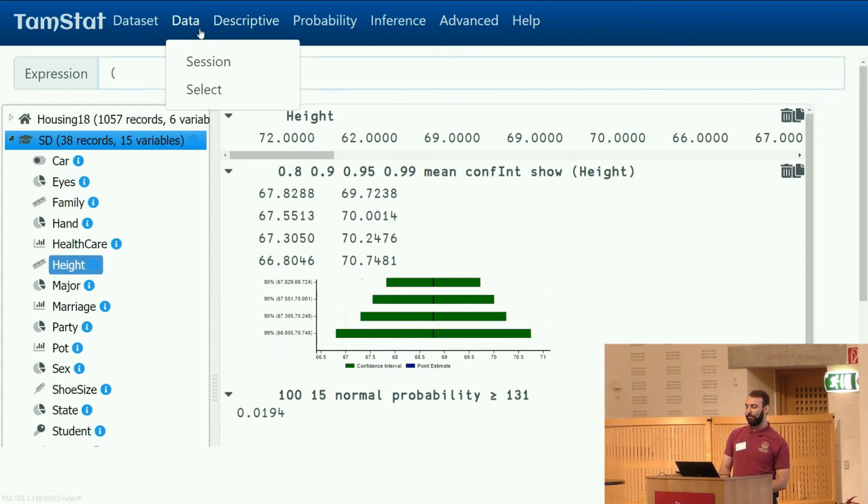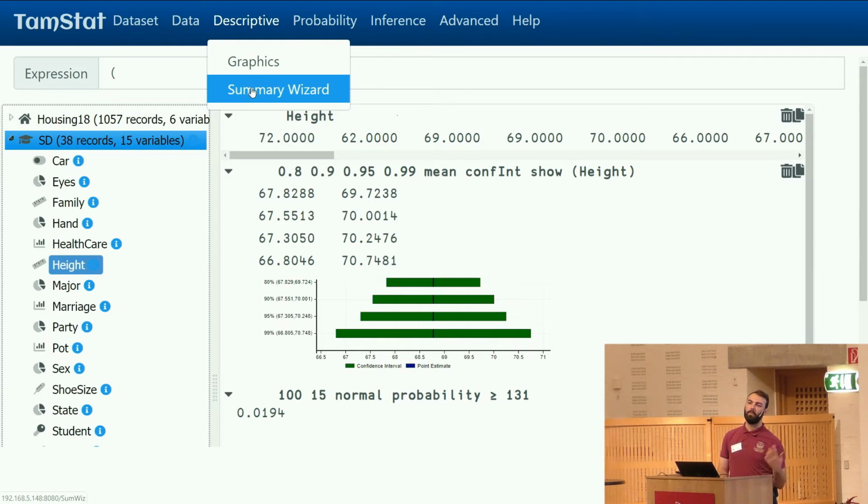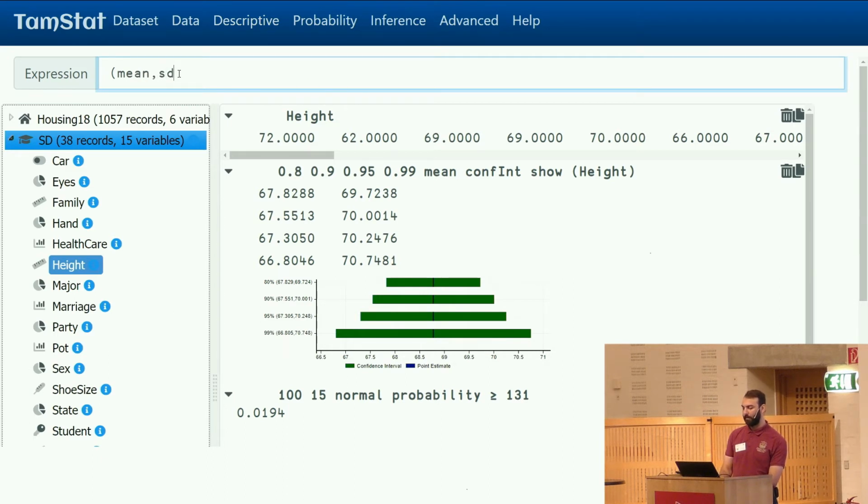Now, I happen to know the function names. If you need to find them out, you can go to the summary wizard, and there's a place where you can find lots of the summary statistics. But I'm just going to make a little train to find the mean and standard deviation of the height.